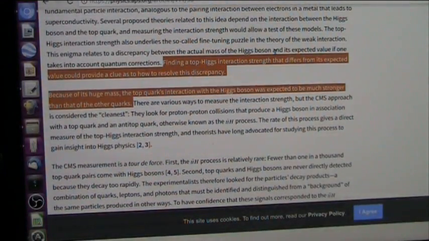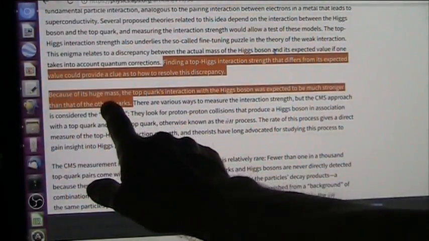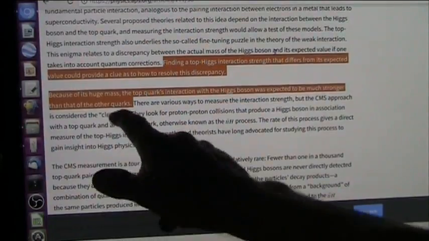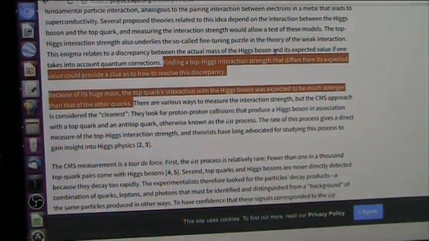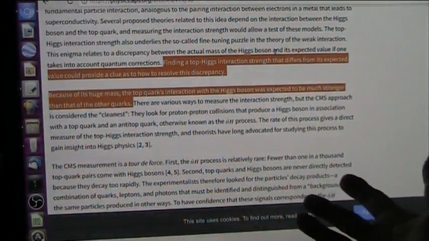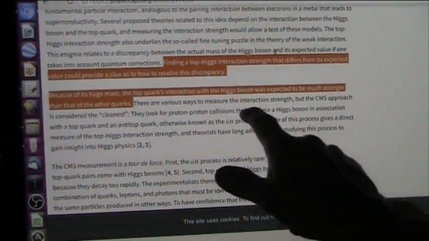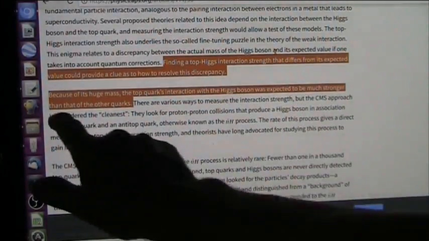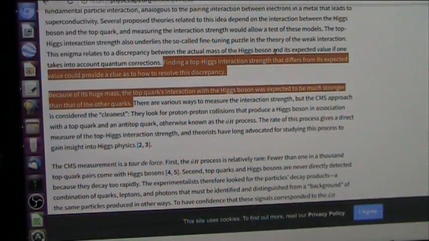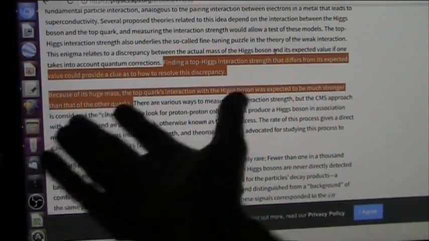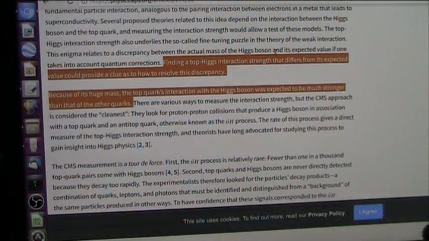You saw that huge interaction. I had no idea what that is. However, it is completely different from the other particles. Now, it says because of its huge mass, which obviously it has, the top quark's interaction with the Higgs boson, which we saw, the Higgs bosons, the Higgs fields, was expected to be much stronger than that of the other quarks. That's exactly what we saw. So, all of this stuff fits so well. And nobody wants to have any interaction with me about it.